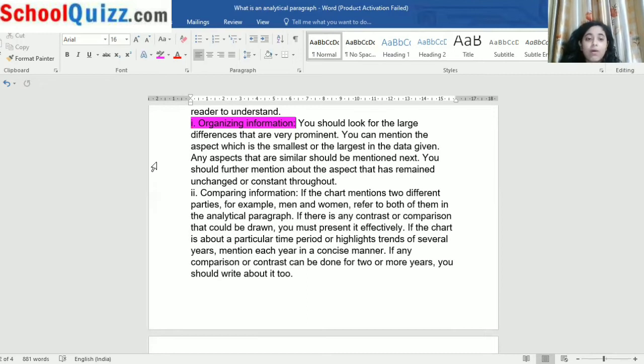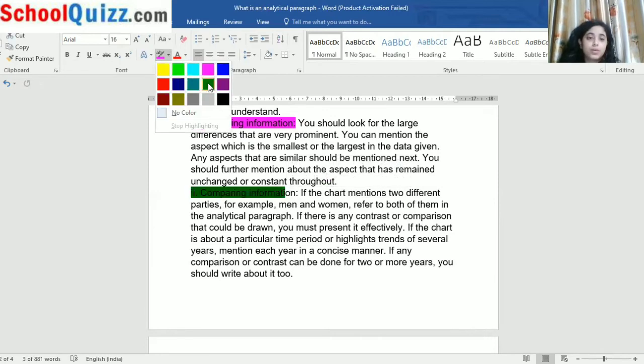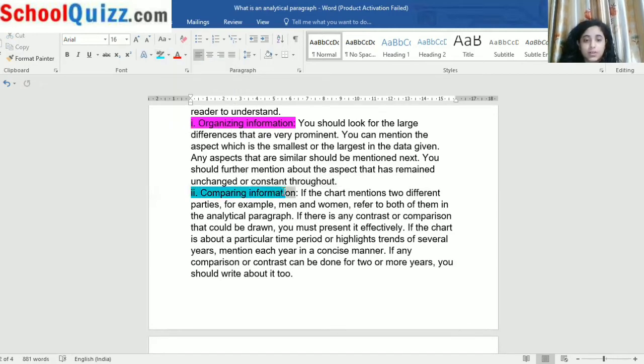Okay. Now, second is comparing information. What you have to do? You have to compare the information that has been given to you. First, we have organized the information, that is, in which way we are going to write the information. Now we have comparison: in this sector, this many females are working, this many males are working. So the male ratio is less over here, the female ratio is more over here. What we did over here, we compared the given data.